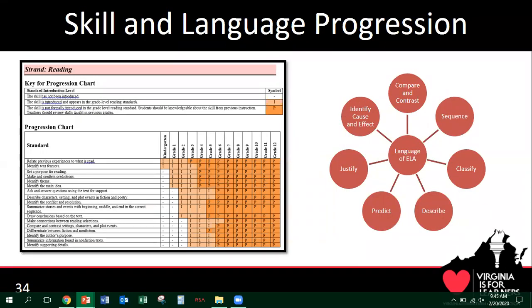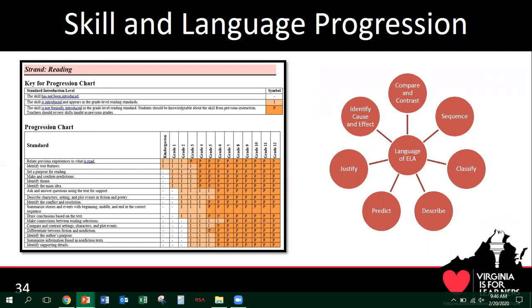If you've been part of any of the English trainings, then you have seen this skill and language, or the skill progression chart, indicating across the grade levels the skills that the SOLs are focused on. Here, I just wanted to make the next connection to how some of these cross the grade levels. So we talked about making confirmed predictions earlier, where we see that across most of the grade levels, and knowing that there's that specific language.